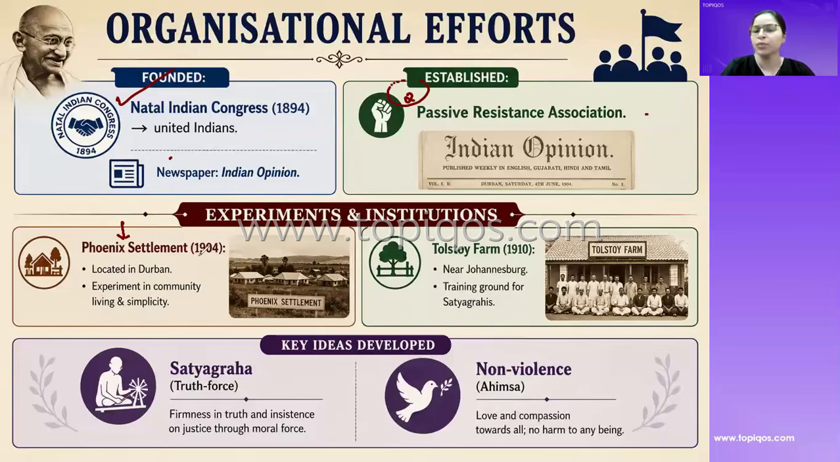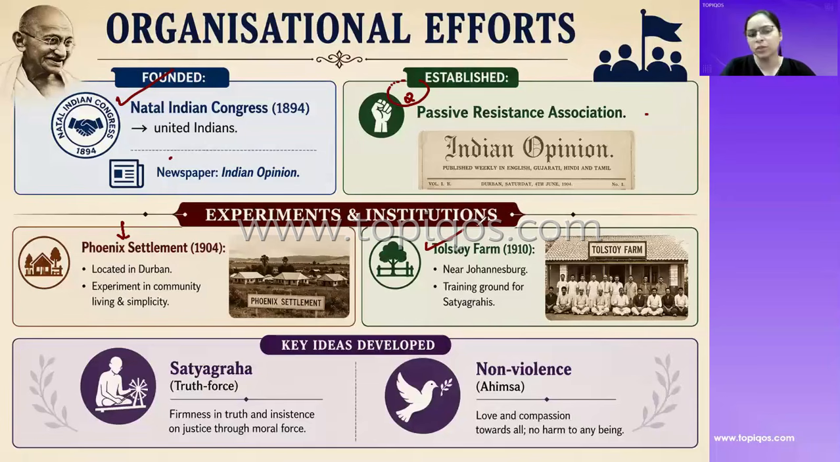And here, all of them used to live together, produce the goods together, cook food together, and basically they adopted minimum resources and a simple lifestyle. Okay, so that was the first settlement started by Gandhi in South Africa, known as Phoenix settlement. So remember this. Okay, the next settlement started by Gandhi was the Tolstoy farm.